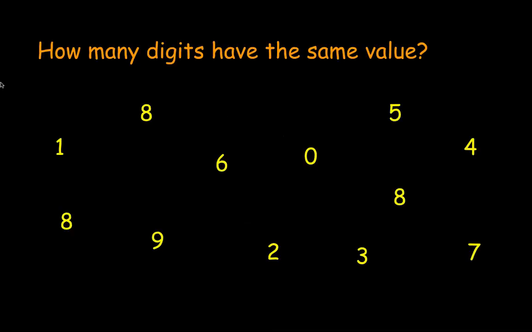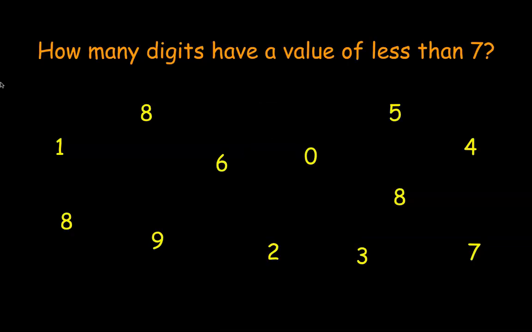How many digits have the same value? Look at all of those digits. How many of them have the same value? Count them up. You can pause the video if you like and then resume. There you go. I've highlighted them for you. Can you see? There are 3 8s. So how many digits have the same value? 3. There are 3 of them that have a value of 8.